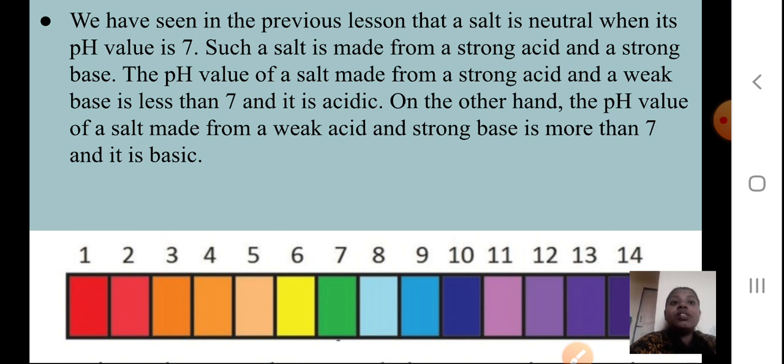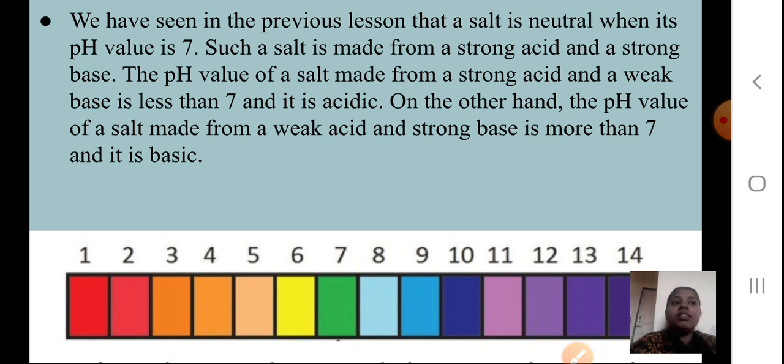The pH value of a salt made from a strong acid and a weak base is less than 7. That means it will be acidic, between 1 and 6 you can say.